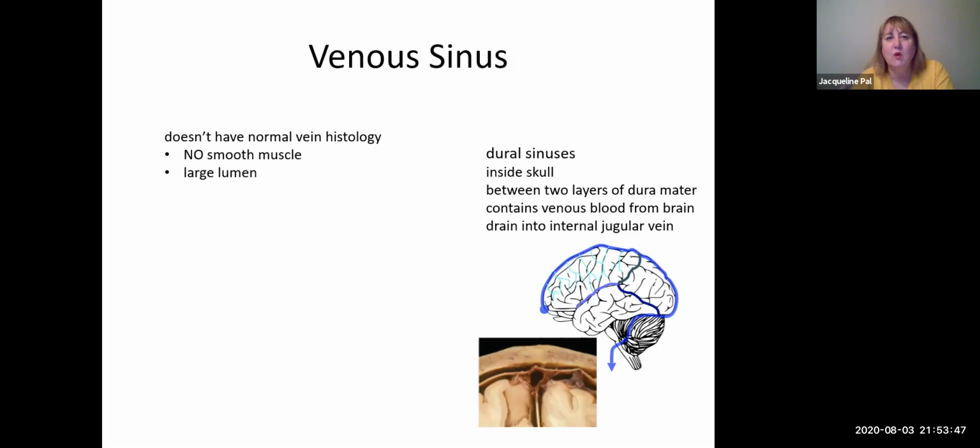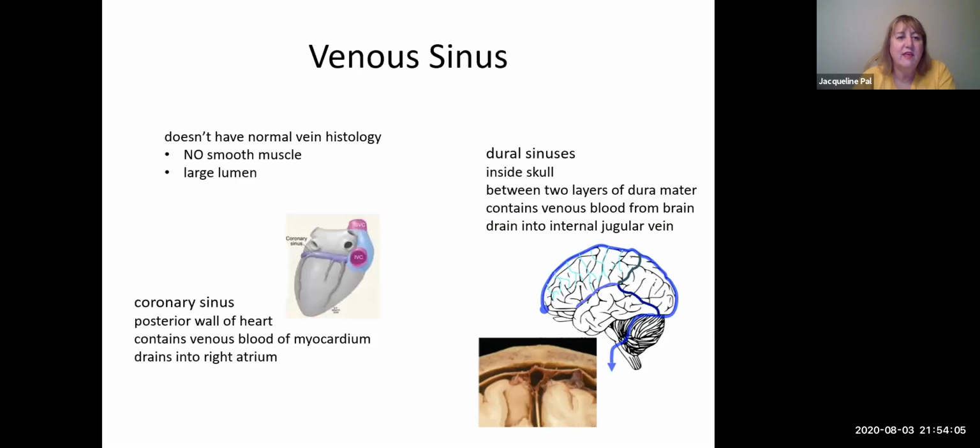And so examples where we have venous sinuses are the sinuses between the layers of the dura inside the skull. And so, for instance, that superior sagittal sinus, inferior sagittal sinus, transverse sinus, those all are sinuses. And then we're going to learn shortly, when we learn about the heart, the coronary sinus as well, which carries venous blood on the back wall of the heart. So we will come back and talk about the coronary sinus in the lecture about the heart.